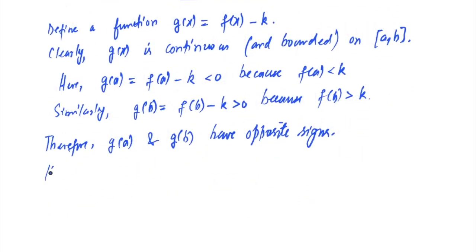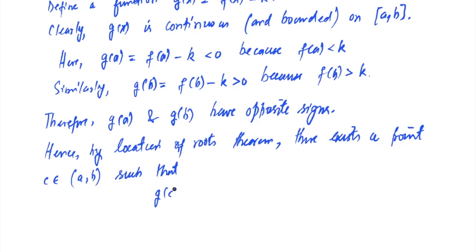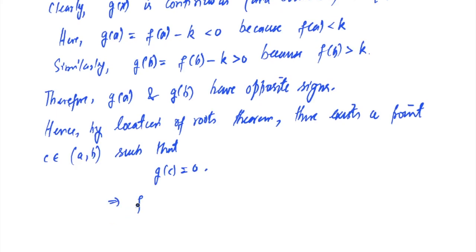Hence, by the location of roots theorem, there exists a point c in the open interval a comma b such that g of c is equal to 0. But the function g of x is defined as f of x minus k, so this implies f of c minus k is equal to 0, so this implies f of c is equal to k. So this completes the proof of the intermediate value theorem.